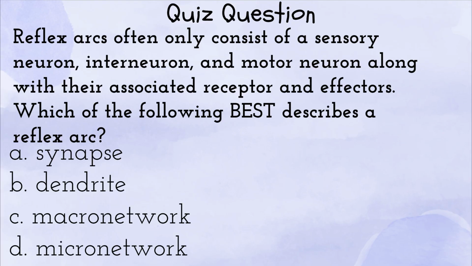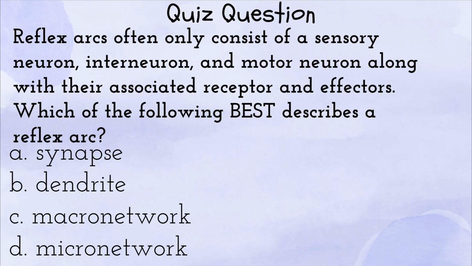Let's get started with the first quiz question. Reflex arcs often only consist of a sensory neuron, interneuron, and motor neuron, along with their associated receptor and effectors. Which of the following best describes a reflex arc? A. Synapse, B. Dendrite, C. Macro network, or D. Micro network?